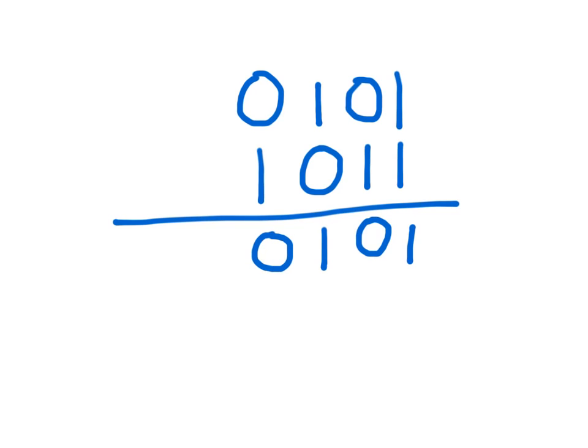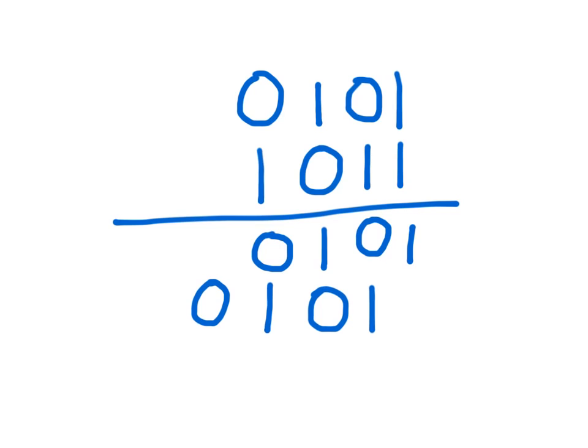And now what you need to notice here is that because you're saying 1 times a number, in this case 0101, it's just going to be 0101. Now we do the next digit over. We have 1 times 0101, it's going to be 0101, but moved one digit over.